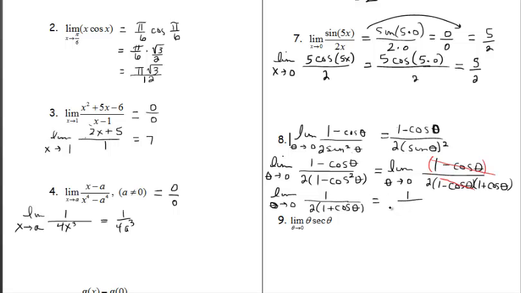Plug in 0. Cosine of 0 is 1. Added to another 1. 1 plus 1, 2. 2 times 2 is 4, so the answer is a fourth. So we didn't even have to use L'Hopital's rule.